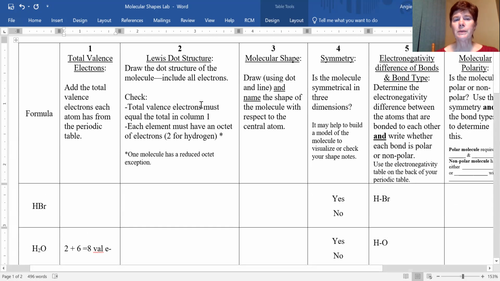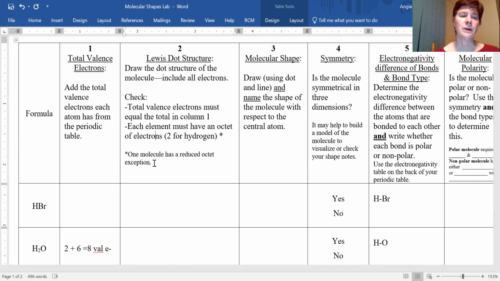When we work with this, we'll work with 2 different checks. We'll be checking to see if the total valence electrons of the structure that we draw equals the total in column 1. We'll also check each element to make sure it has its octet, which means that it has the electron configuration of a noble gas. It can get that by sharing electrons. That will be 8 for pretty much every type of atom except for hydrogen, which will have 2. There's a note here that says 1 molecule has a reduced octet exception. So you'll be looking for something from your class notes that can have a reduced octet, and that will be one of the ones that you do on your own.